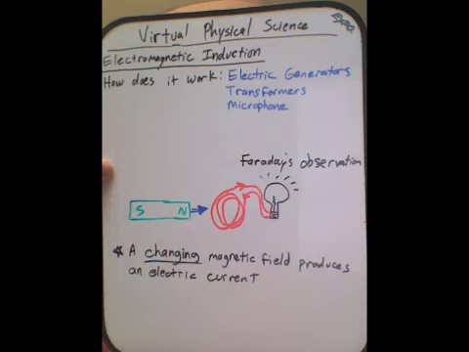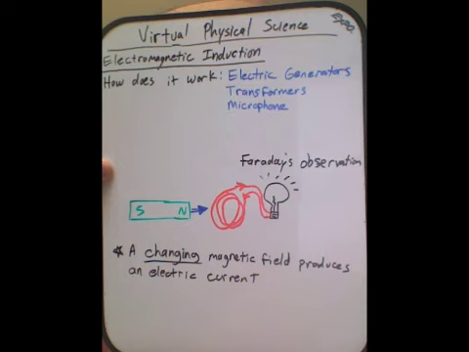Electromagnetic induction was discovered by Michael Faraday, a British scientist, who realized that by moving a magnet next to a coil of wire, he could produce a current in that wire. Now there's no battery here, there's no obvious source of electrical energy, but if you move that magnet next to that coil of wire fast enough, you can actually make the light bulb light up, and that's proof that there is a current flowing in that wire.